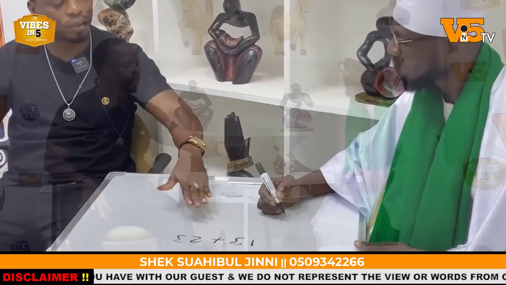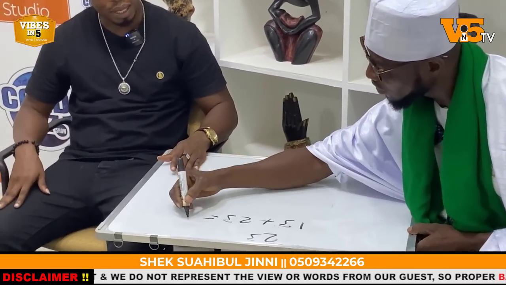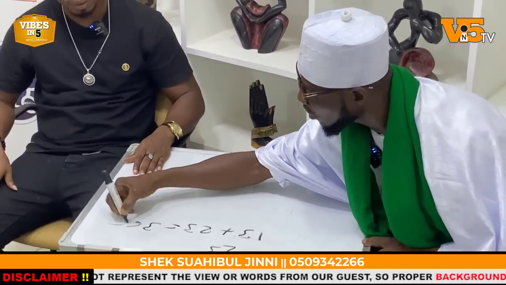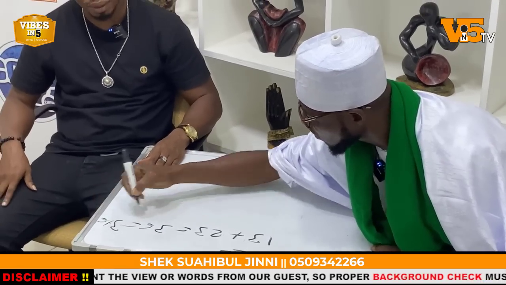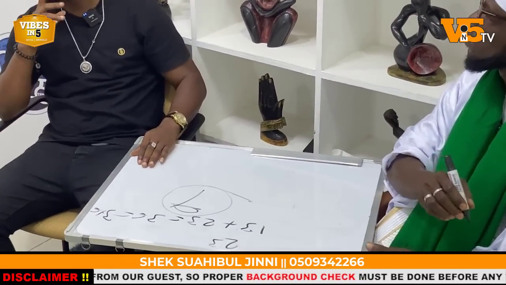The verse is what? The verse is 13. So you write it. 13 plus 23. Should we do the calculation here? 13 plus 23 will give you 36. 3 plus 6 is 9. That's it. You will be in the safest room for nine months.